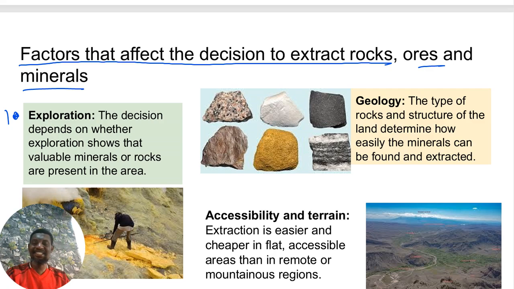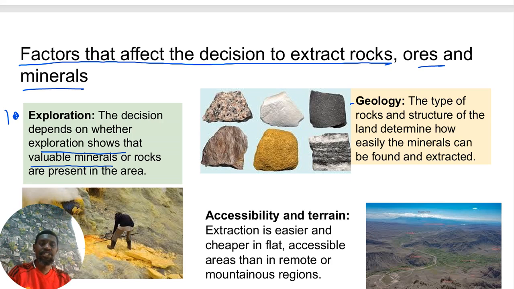Now, exploration is the decision. The decision depends on whether exploration shows that there are valuable minerals or rocks present in the area. So you first do an exploration of the area. You first check the area to know if there are viable minerals.